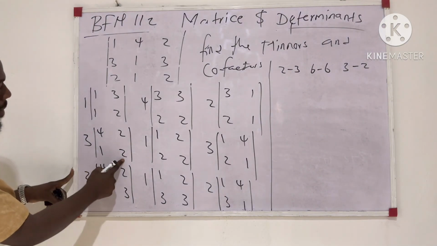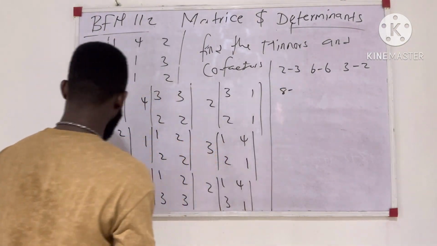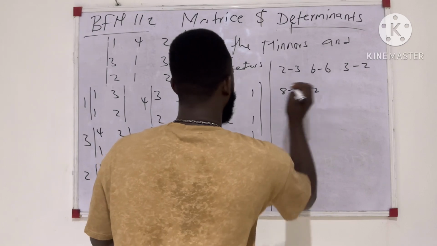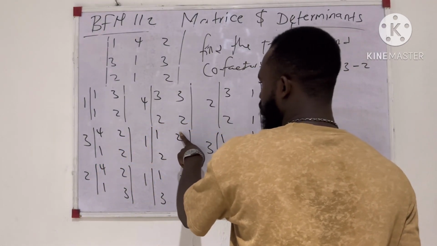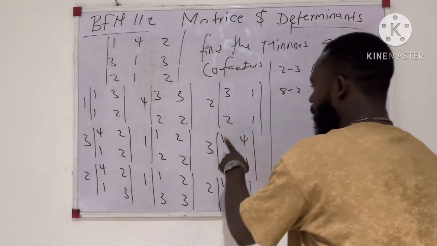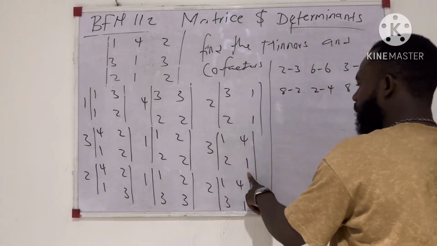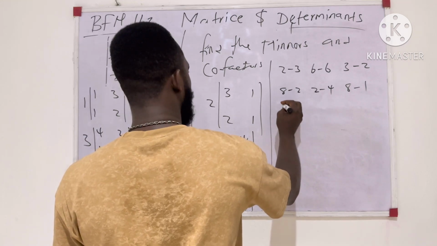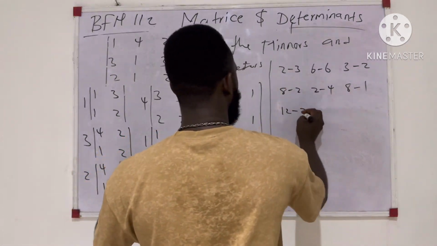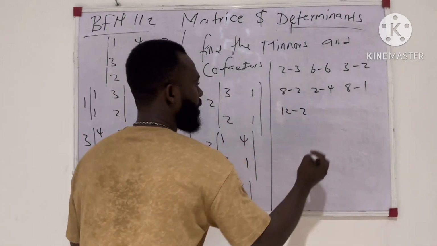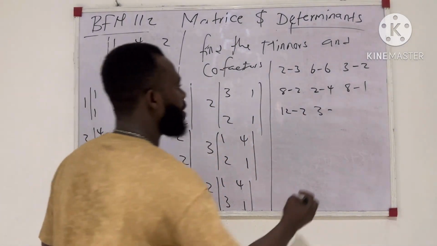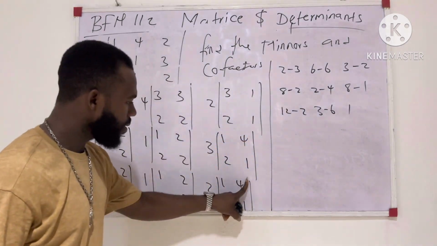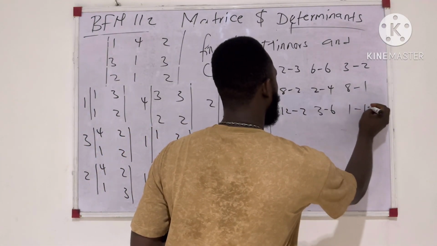Here becomes 4 multiplied by 2 gives me what? 8. Minus 1 multiplied by 2 gives me what? 2. Also here, 1 multiplied by 2 gives me what? 2. And 2 multiplied by 2 gives me what? 4. Now, 2 multiplied by 4 gives me 8. 1 multiplied by 1 minus 1. And then what do I have? 4 multiplied by 3 gives me what? 12. Minus 1 multiplied by 2 gives me 2. Again, 1 multiplied by 3 gives me 3. Minus 2 multiplied by 3 gives me 6. And lastly, 1 multiplied by 1 gives me 1. And then 4 multiplied by 3 gives me what? 12.